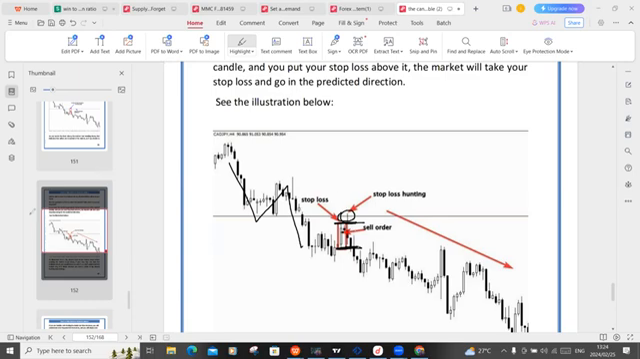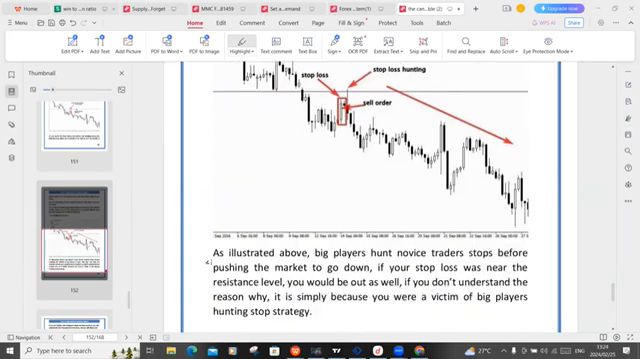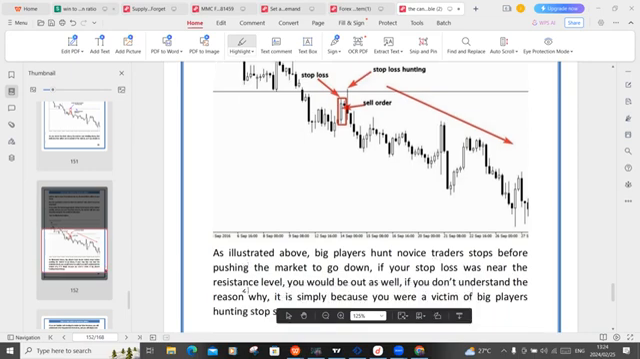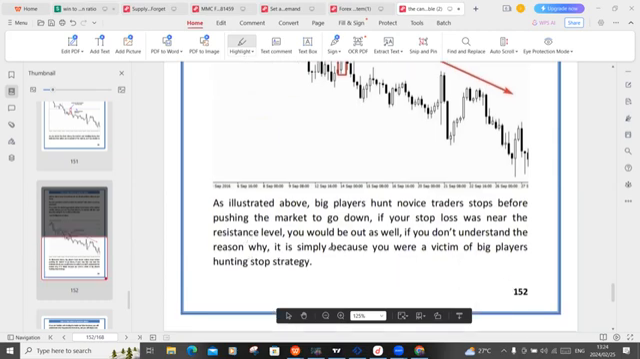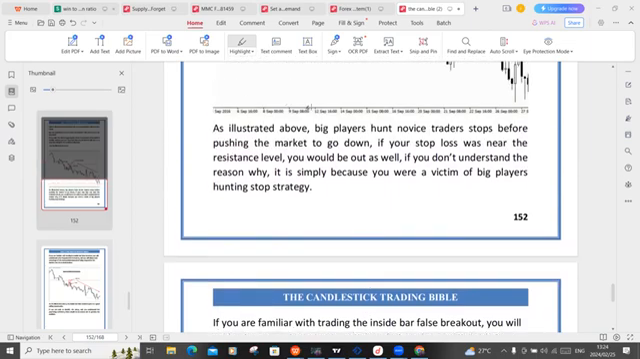So let's see what the author is saying in terms of entry. So there are aggressive entries, there are also conservative entries, right? As illustrated above, big players hunt novice traders' stops before pushing the markets to go down. If your stop loss was near the resistance level, you would be out as well. And if you don't understand the reason why, it is simply because you're a victim of the big players' stop hunting strategy. Of course, there are many arguments here, but for the sake of this book, we're just going to go with what's written by the author and support it with charts and not go into other arguments based on liquidity and the reasons why stop hunts happen.